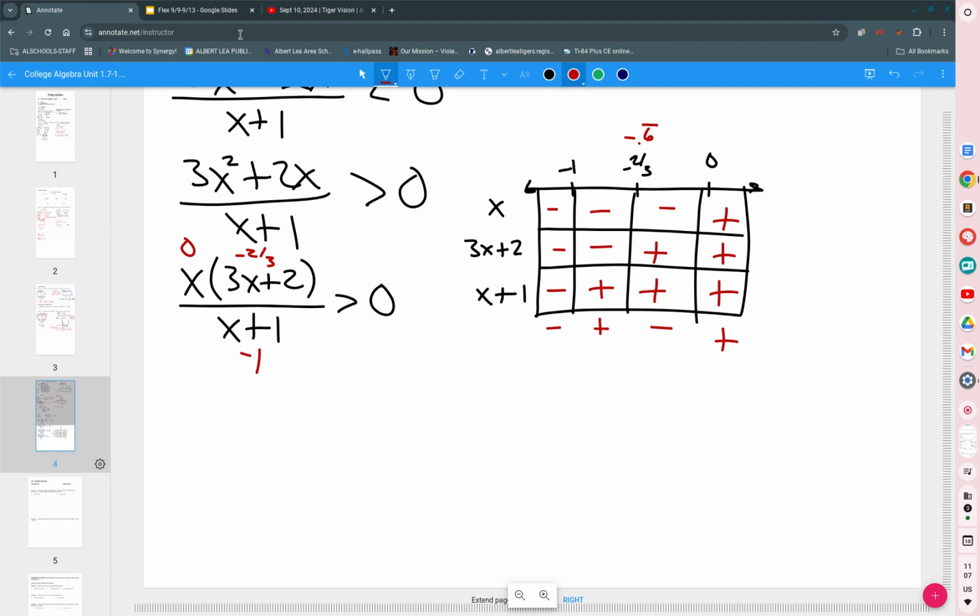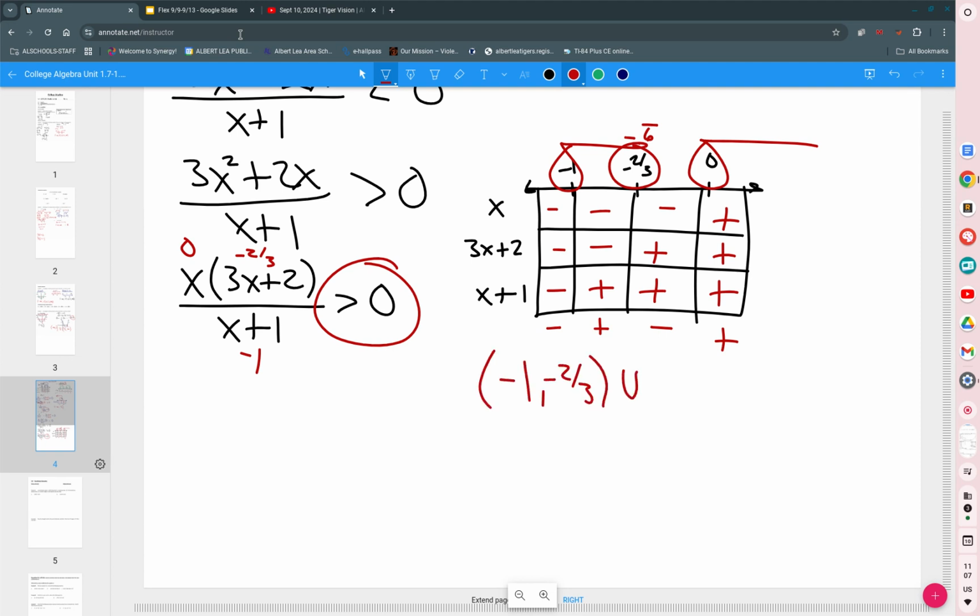Are we wondering where it's positive, or are we wondering where it's negative? Positive. Where is it greater than 0? So we're wondering where this is positive. We've got from negative 1 to negative 2/3, union 0 to infinity. Nice job. Way to go.